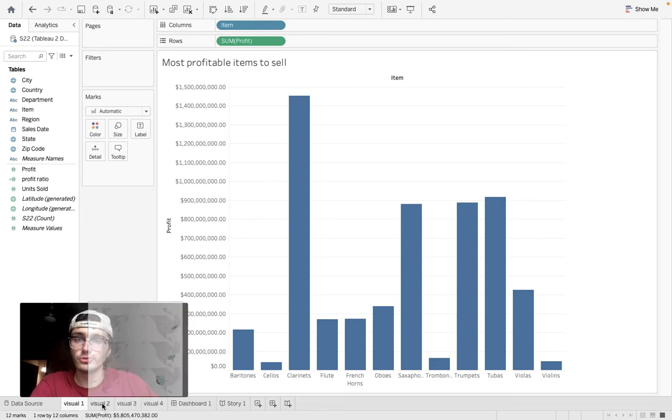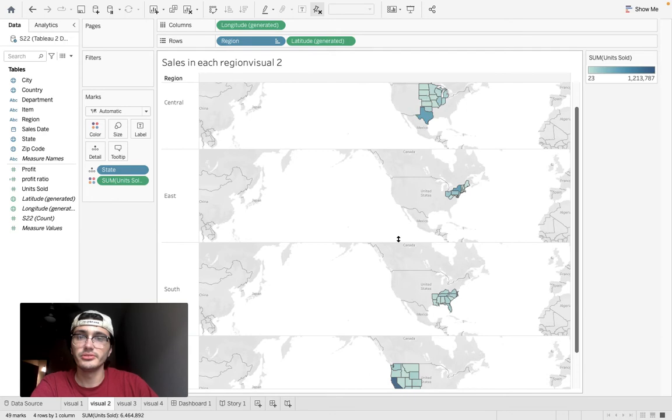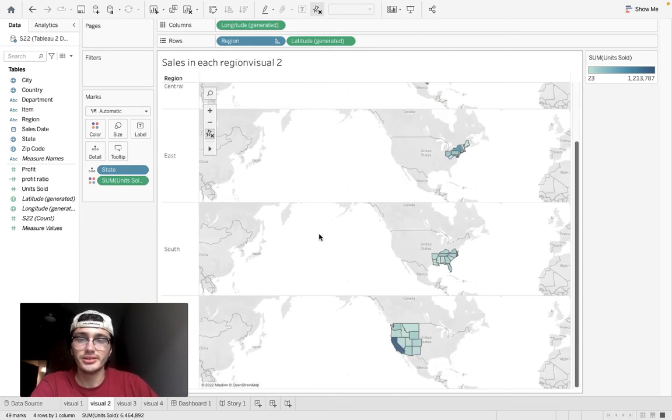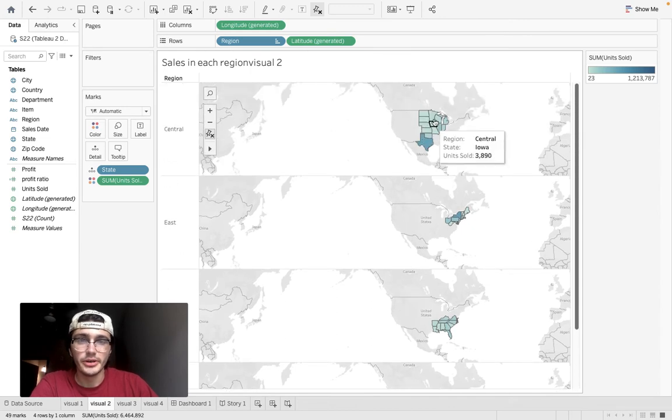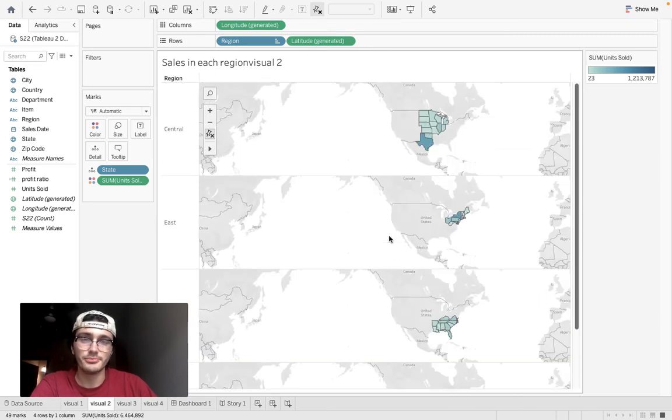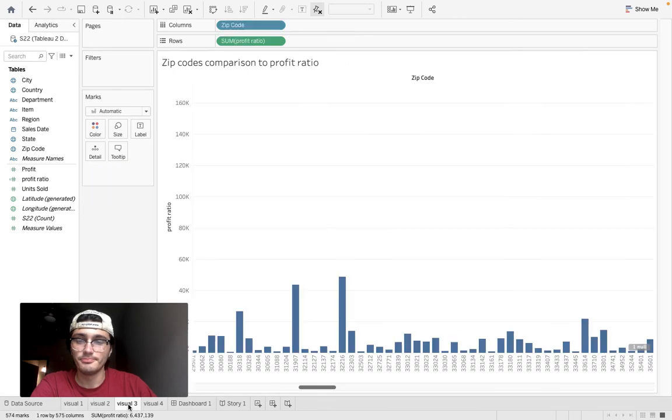We'll move on to Visual 2, which is sales in each region. So this would be your central, east, south, and west. And it shows you where all the sales are actually happening and what states are bigger and more profitable in selling products. And you'll go down and you'll see that California is getting most of the sales, and that's really where we're selling all of our products. Not all of them, but a good majority that should be kept an eye on.